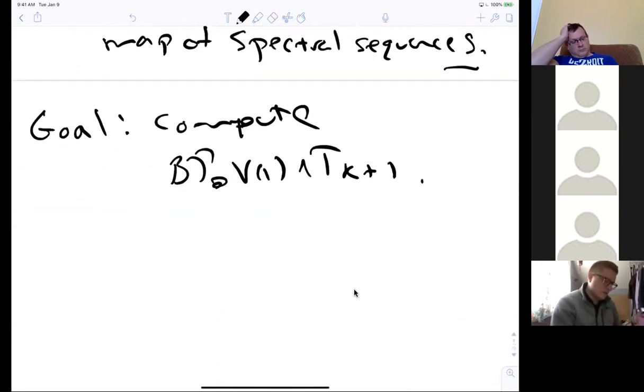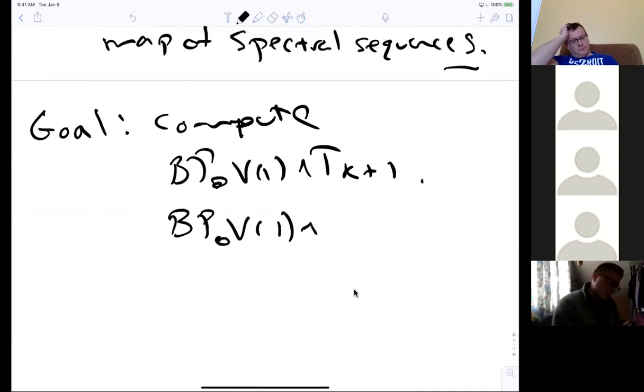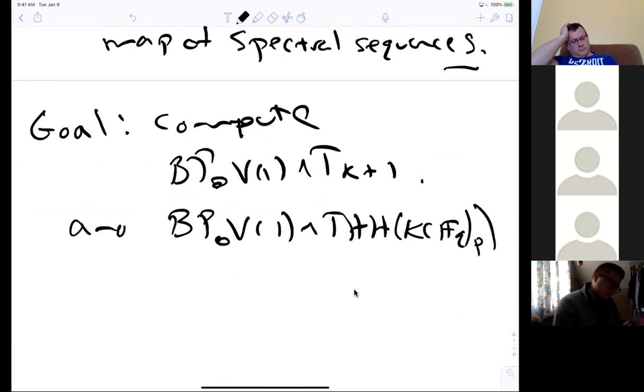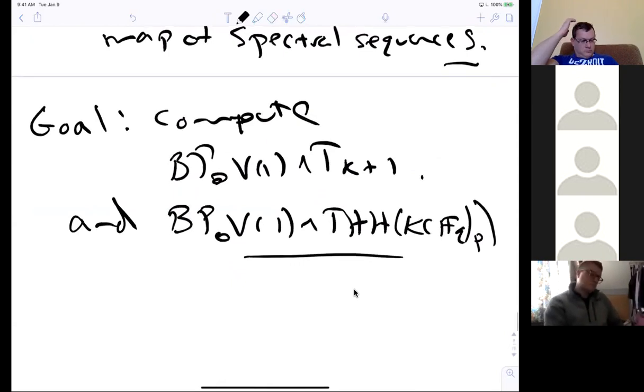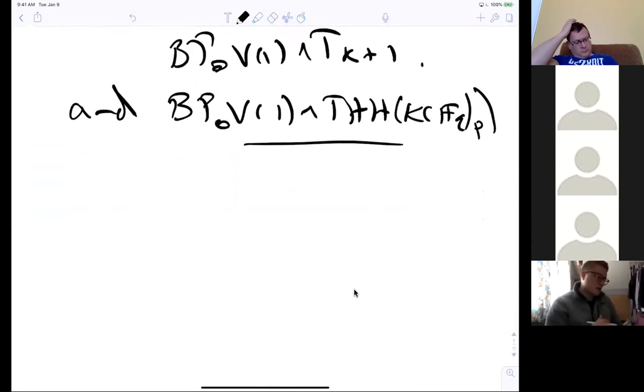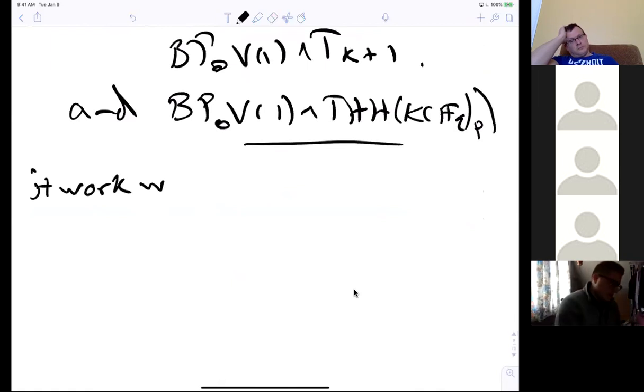BP_*(V(1) ∧ T_{k+1}). In particular, when k is equal to -1, we want to understand THH of k of F_q, completed. So this is going to be the first step. To do that, I want to talk about some joint work with Andrew Stalch.